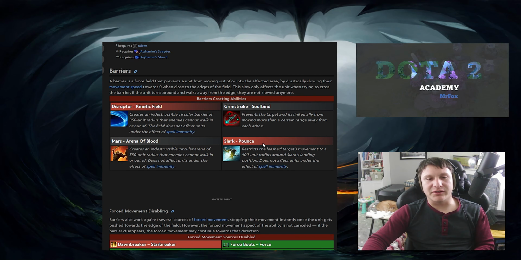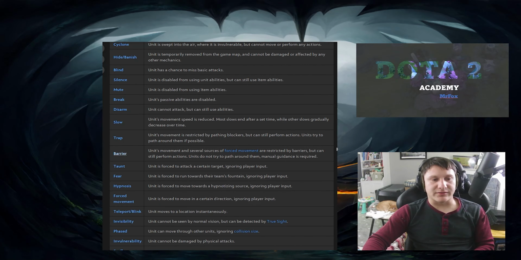Soulbind I would mostly call a leash, though. Interesting. Same with Pounce. It even says leash. I think the big two that I would think of when you're looking at a barrier are going to be Disruptor's Kinetic Field and Mars's Arena of Blood, though. All right, back to it.